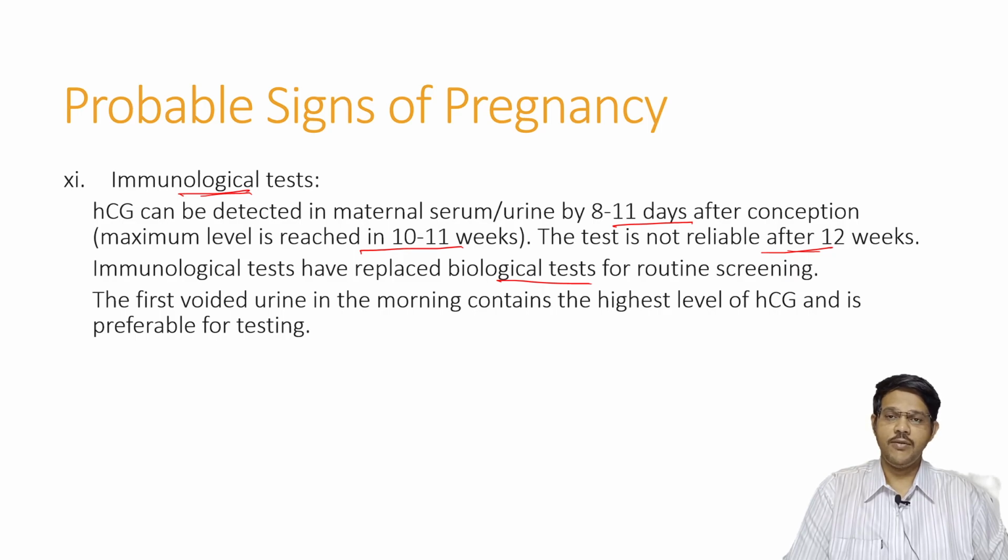Nowadays, immunological tests are done where anti-serum kits and immunoassays are available. When urine containing HCG is dropped, it reacts with anti-HCG with pigmentation and creates bands which can be detected as a positive sign of the presence of HCG in the urine. The first morning urine contains the highest level of HCG and is preferred for testing. It usually detects only the presence of HCG, so it is also positive in case of ectopic pregnancy or in the presence of a hydatidiform mole. In these cases also it is positive.